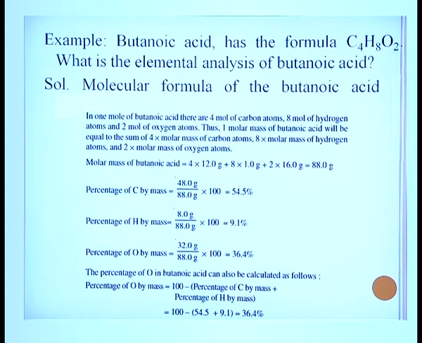The percentage of O in butanoic acid can also be calculated as follows. You can calculate the percent of oxygen by using this formula, or you add the percentage of hydrogen and carbon, then take the difference from 100. For example, suppose this is 54.5 and 9.1, you add them, that is 63.6. So, 100 minus 63.6, you will get the percentage of oxygen.